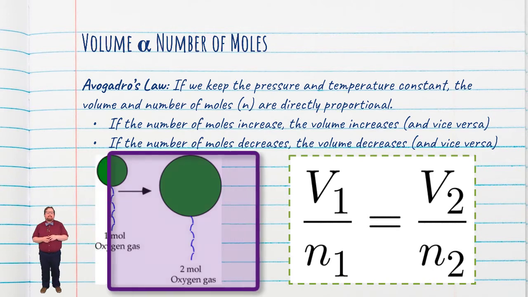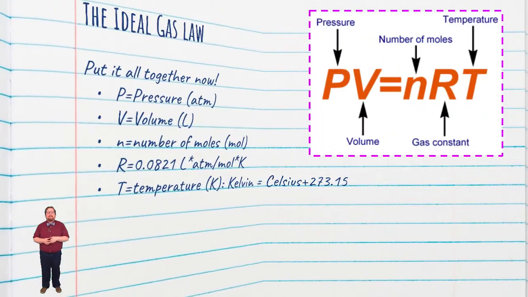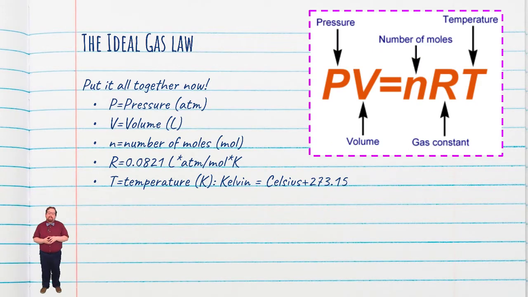The equation for this relationship is V1 over N1 equals V2 over N2, where V1 and N1 are the volume and number of moles of our gas initially, and V2 and N2 are the volume and number of moles of our gas after we change one of those 2 variables. Just like all the relationships before, you can find the 4th variable if you know the value of the other 3. So if we combine all of these relationships together, we get what's called the ideal gas law.